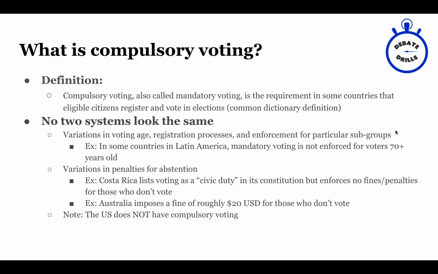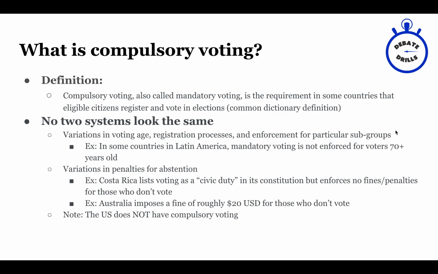Variations also exist in penalties for abstention, and I'll note quickly here, when you see the word abstention or abstaining, all that means in the context of this video is folks who consciously, deliberately make the decision to not vote. In Costa Rica, as an example, voting is listed as a civic duty in the Constitution, but there are no fines or penalties enforced for those who abstain.